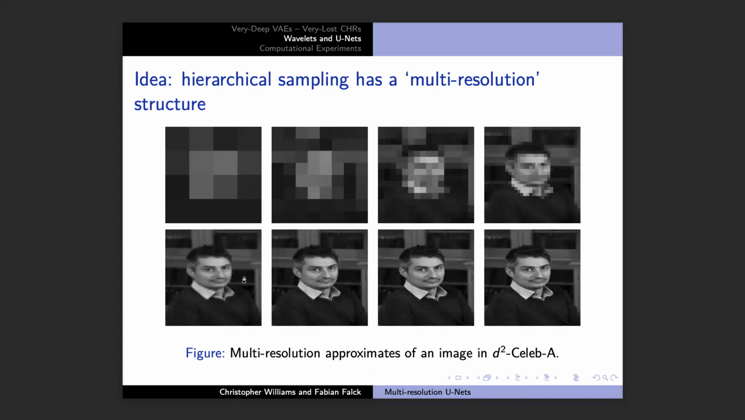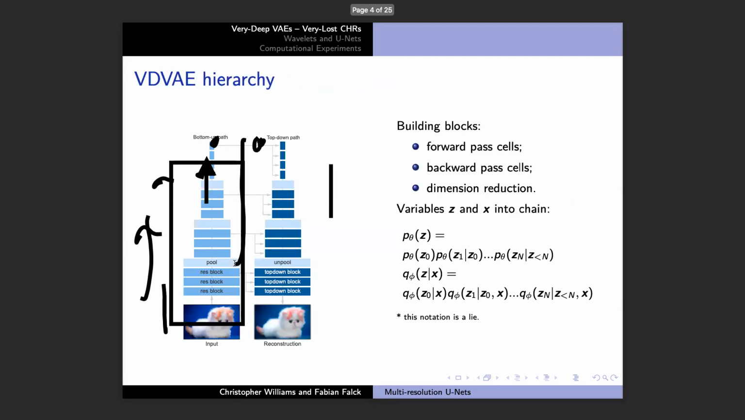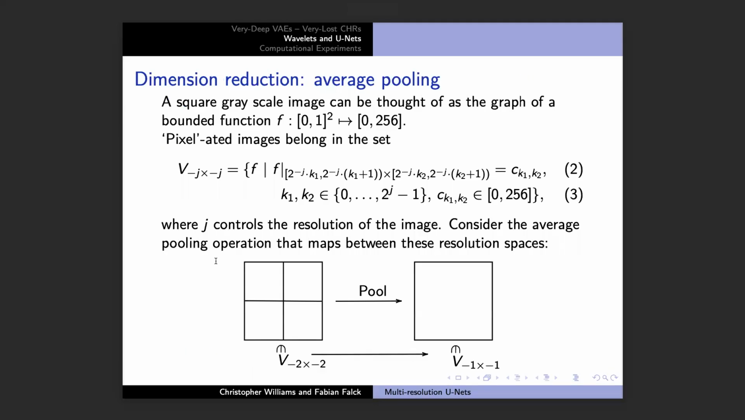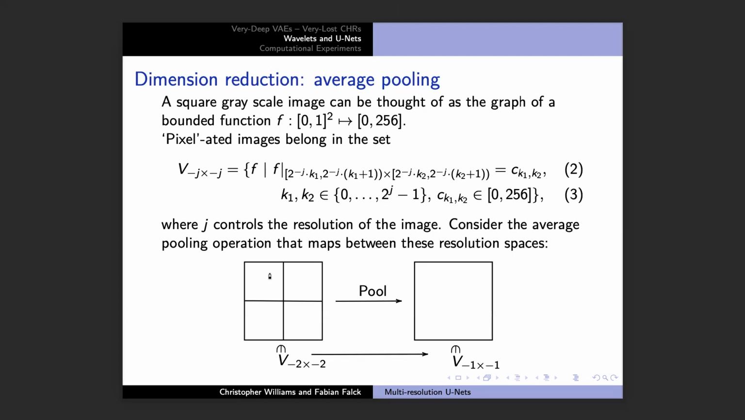So I think now the hierarchical structure of these UNets is utilizing something very similar on this vein. So what is this dimension reduction that they call pool and unpool? Well, it's average pooling. What that means is that if you have 4 pixels like this, so grab this one, this one, this one, this one, and I wanted to go from a 4x4 image to a 2x2, you take the average of those pixel values.